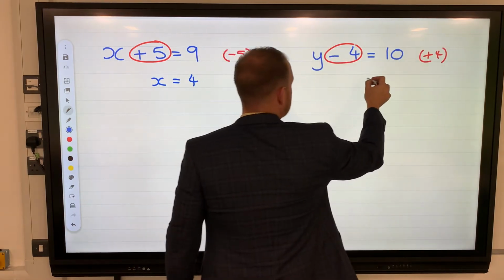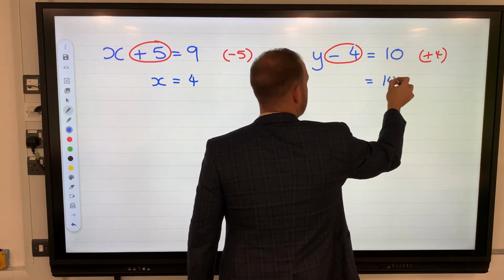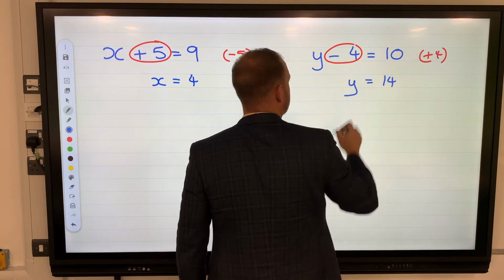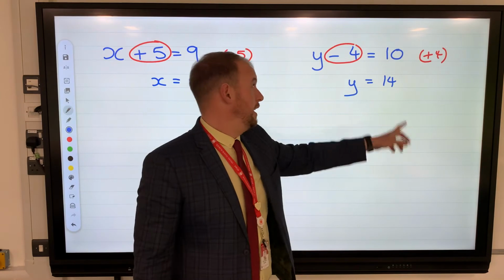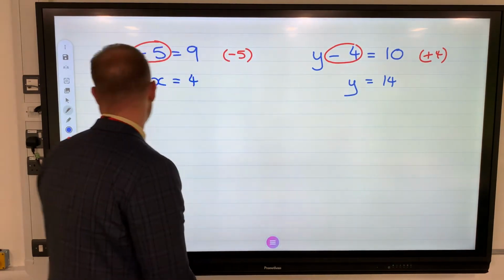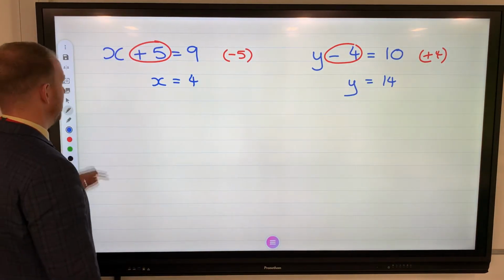Therefore, 10 plus 4 is 14. So then this Y would equal 14. Equal signs are in line. Let's have a look then at multiplication.